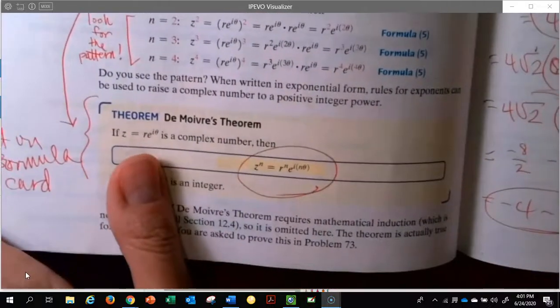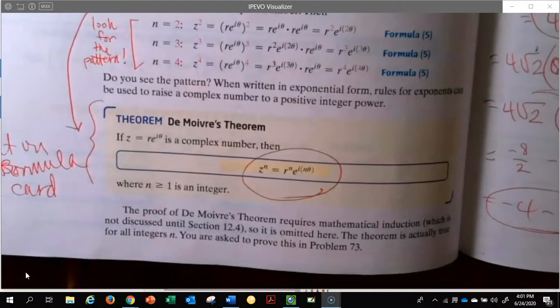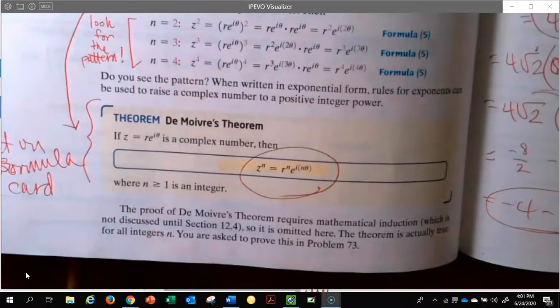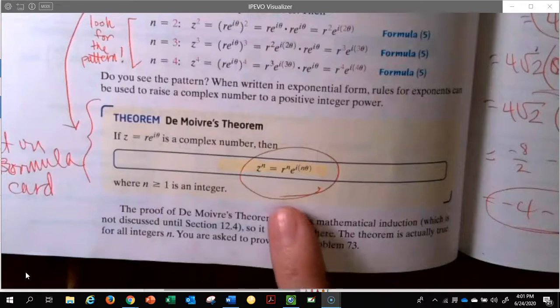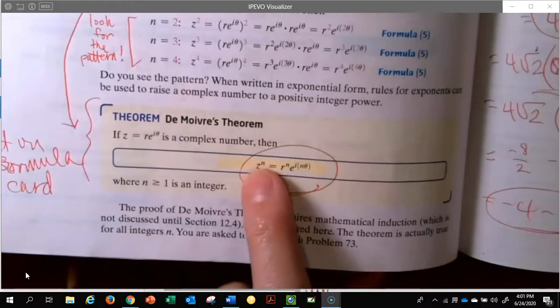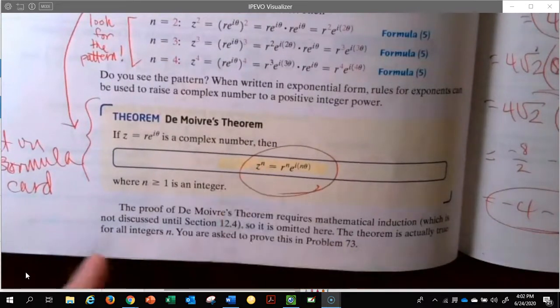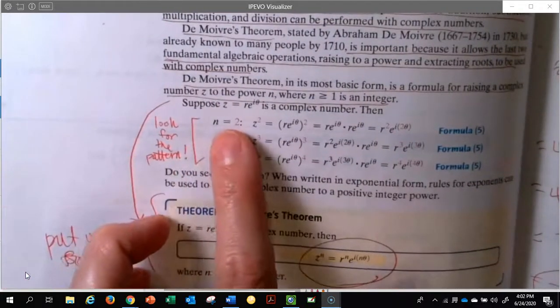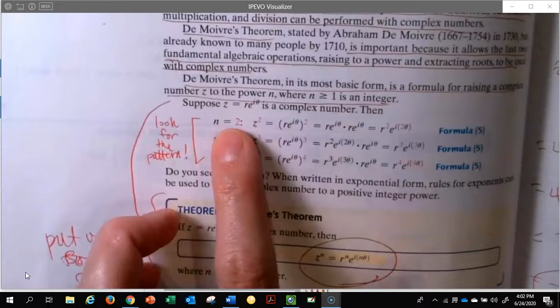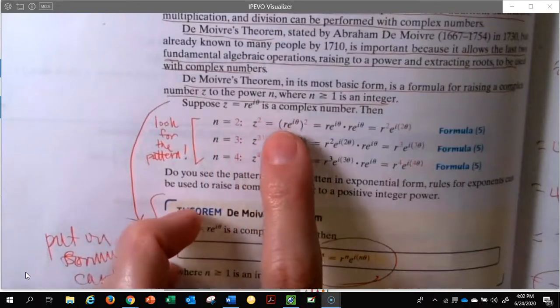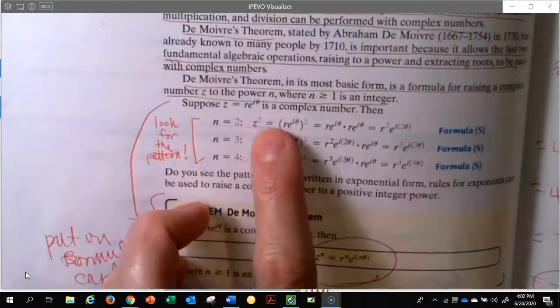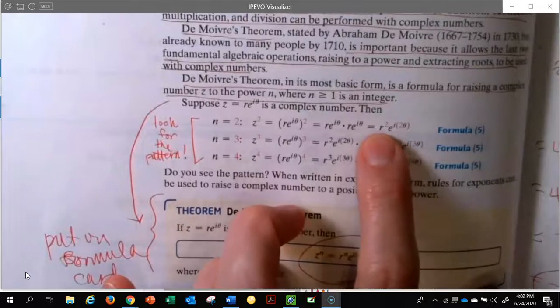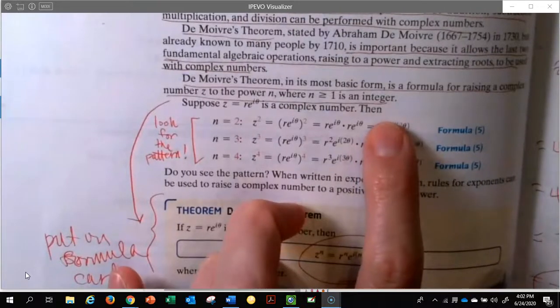Down at the very bottom, it says, here's his theorem. You need to write this on the part of your formula card that you've deemed your complex area. As you analyze this, we're going to take our complex number and raise it to a power. And he goes over this in the video: as we raise it to the second power, my magnitude or modulus gets raised to the second power.